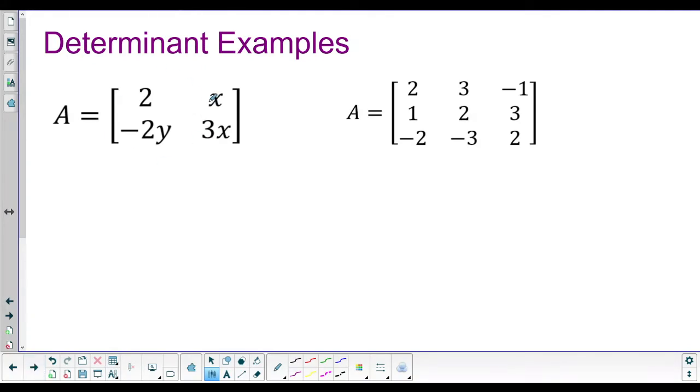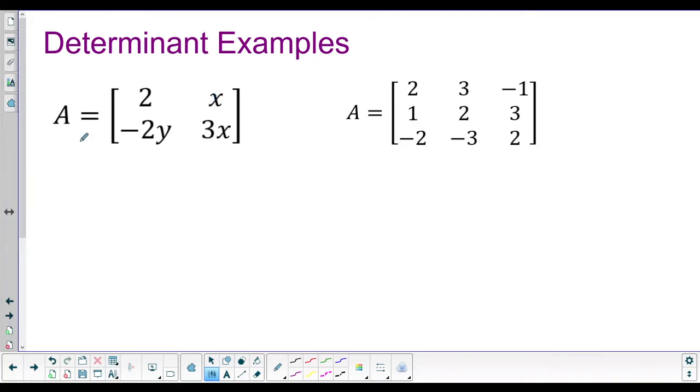So for our 2x2 determinant, you're going to have ones with just numbers and then some with variables in there as well. I did just the variables one here because I think if you can do the variables, you can definitely do the numbers.